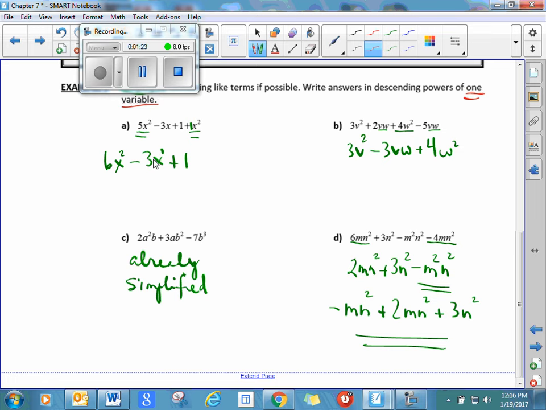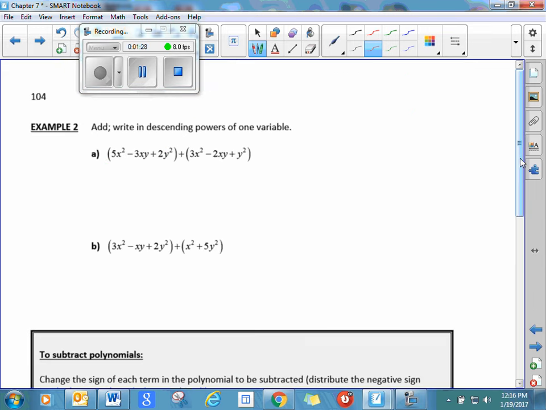All right, so now let's move on to the next page and talk through a couple more examples. We're going to add these two polynomials together. These are actually trinomials, a more specific definition for them because they have 3 terms. And we're basically just going to add them together. Do you need the parentheses? No, you really don't need the parentheses. So I'm going to rewrite it.